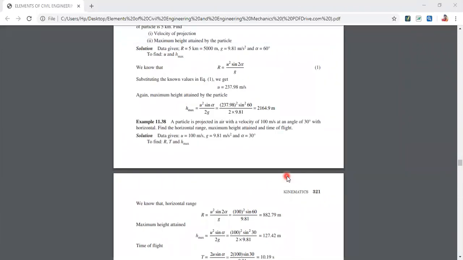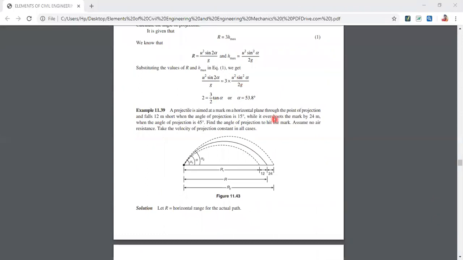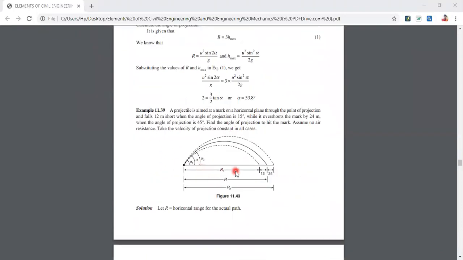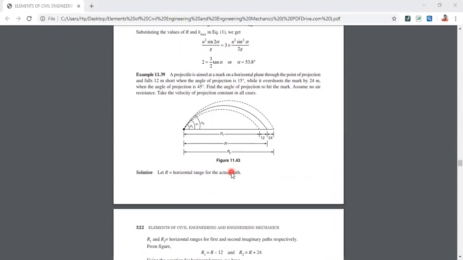So this is a different kind of numerical. This can be broken up and shown in the same example, or it can be taken as a different example also. We do not require all the same values. Then we have the next example coming on projectiles.